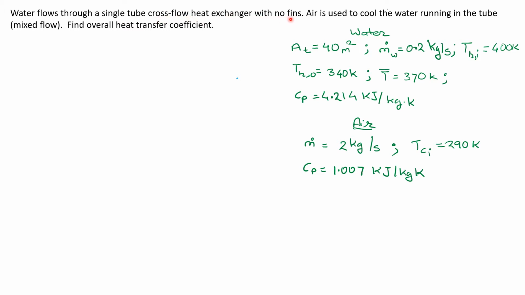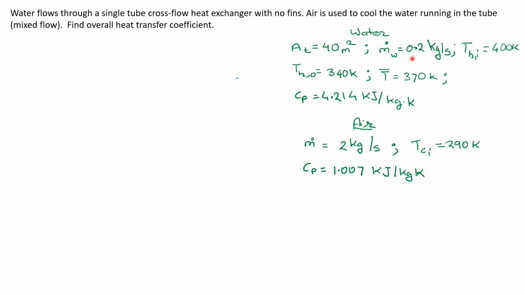So we know that there are no fins. No fins means that the air, or the fluid that is flowing over the pipe, will be unmixed. And air is used to cool the water running in the tube, which is a mixed flow. And we have to find the overall heat transfer coefficient. And we know what the area of the tube is.